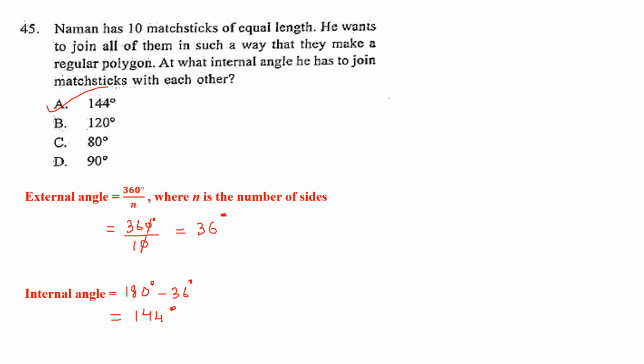Now this question can be solved in another way. You know that the number of sides is n. You find the sum of all the interior angles. After finding the sum of the interior angles, you have to divide it by 10. And again you are going to get the internal angle as 144 degrees. So there is more than one way to solve the particular question.